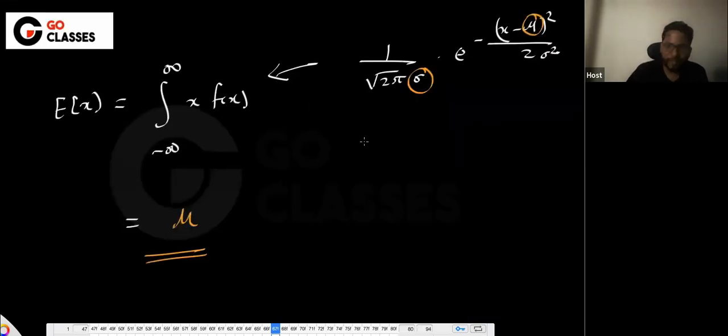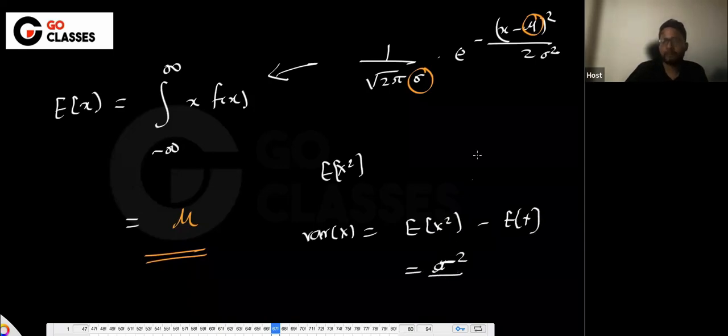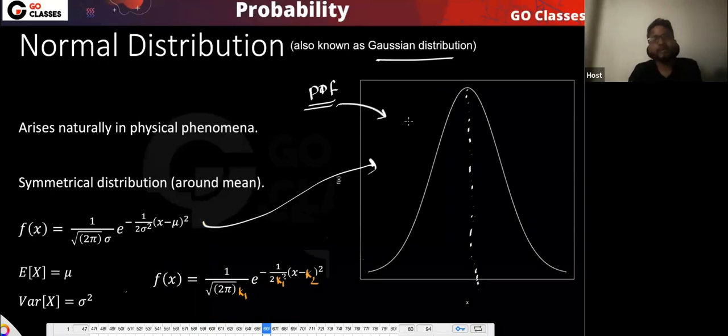And similarly, if you find the variance, first you find the expectation of x square, and then the variance, which is the expectation of x square minus the square of the expectation of x, it comes out to be sigma square. Anyway, they will not ask you the formula. They might give you expectation and variance, which means they have given you K1 and K2. They just need to give you K1 and K2, and they can ask you anything about this PDF.